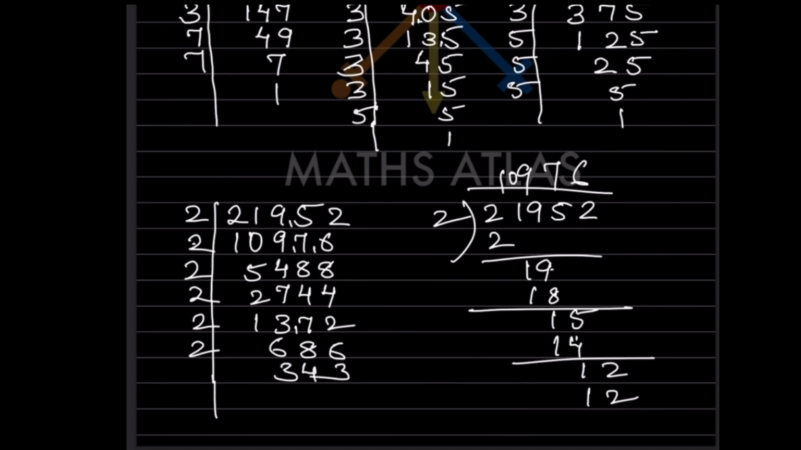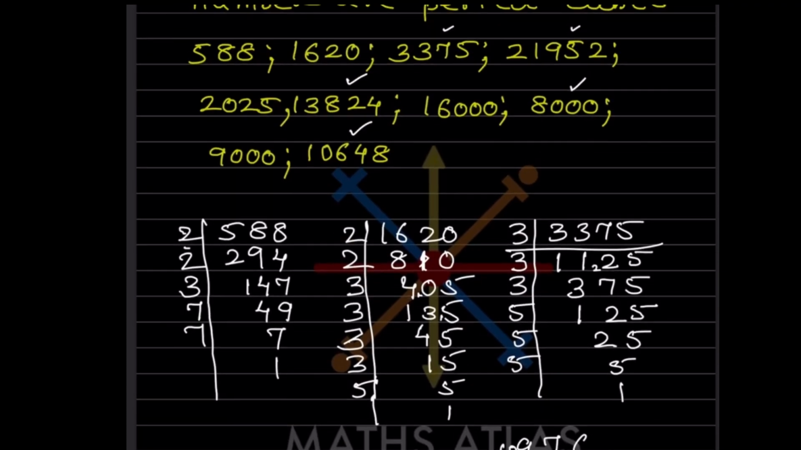So now this number will go with 7. 7 fours are 28. 7 nines are 63. Then again 7 sevens are 49 and this will be 7 ones are. So now what you can see here, these are in pairs, 3 numbers in one pair. So this is a perfect cube.